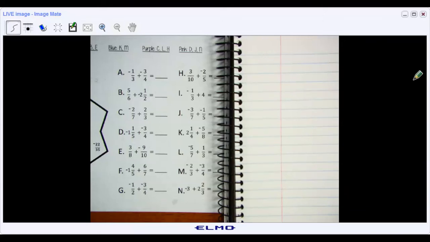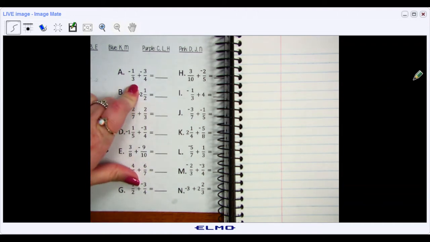Hey everyone, today we're going to be going over how to add fractions that have the same signs and different signs. So we're going to be looking at this worksheet which is attached. And if you want to do some more practice problems before our quiz, you could go ahead and do that. Otherwise, just watch this as a little refresher.